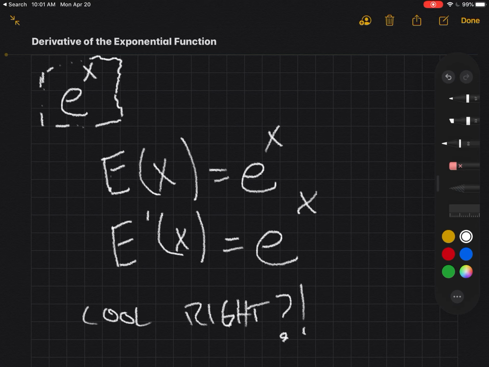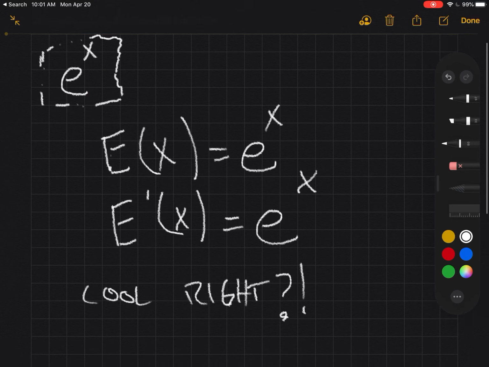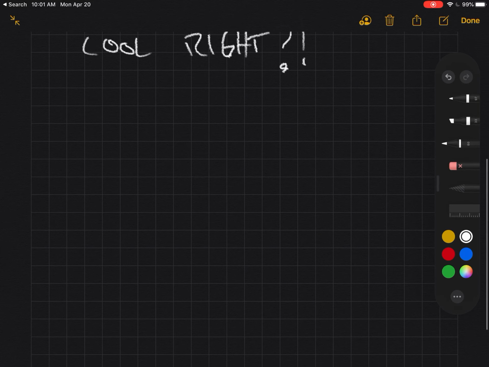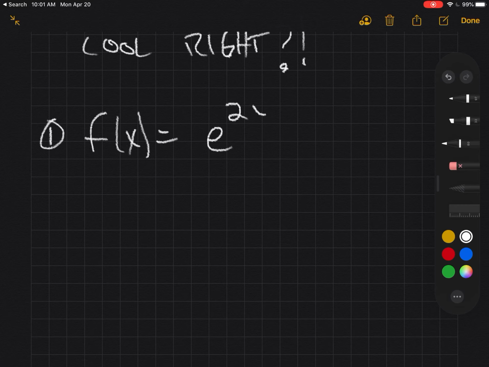So if we have a function, sometimes they use this big E notation. They say E of x is equal to e raised to the x power, and I take the derivative of that function. Guess what? It stays exactly the same, e to the x. Cool, right? It is very cool. And if you're interested, you can read through the proof that they give you, but I'm just going to leave it like this for now.